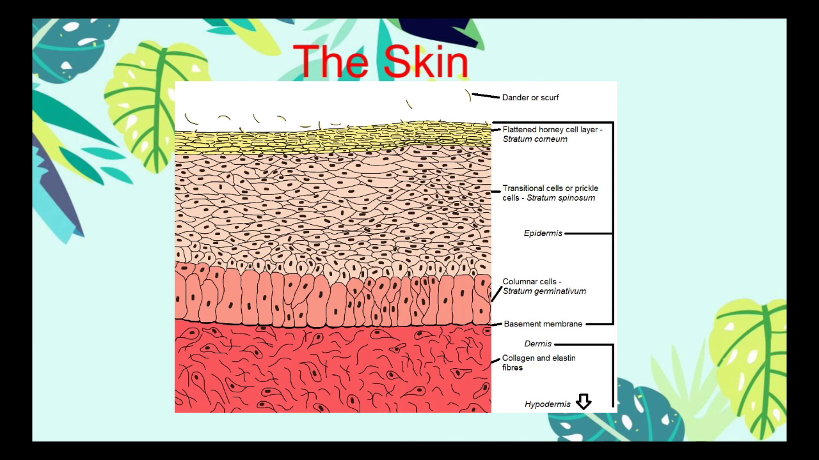I will be discussing the three tissues or layers of cells in the skin. But before that, let's find out first what is skin. So skin is the body's largest organ. It covers the entire body. It serves as a protective shield against heat, light, injury, and infection. And also, it regulates body temperature.